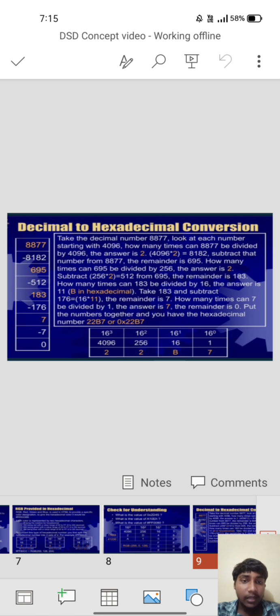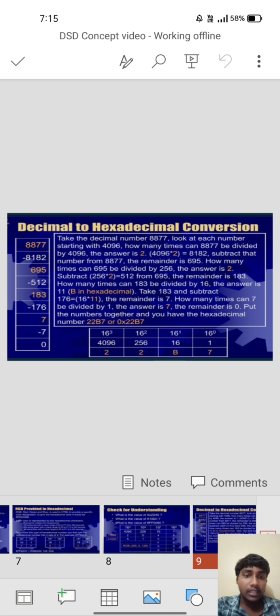Decimal to hexadecimal conversion. Take the decimal number 8877. Look at each number starting with 4096. How many times can 8877 be divided by 4096? The answer is 2. Subtract that number from 8877. The remainder is 695. How many times can 695 be divided by 256? The answer is 2. Subtract 256 times 2, 512, from 695. The remainder is 183. How many times can 183 be divided by 16?